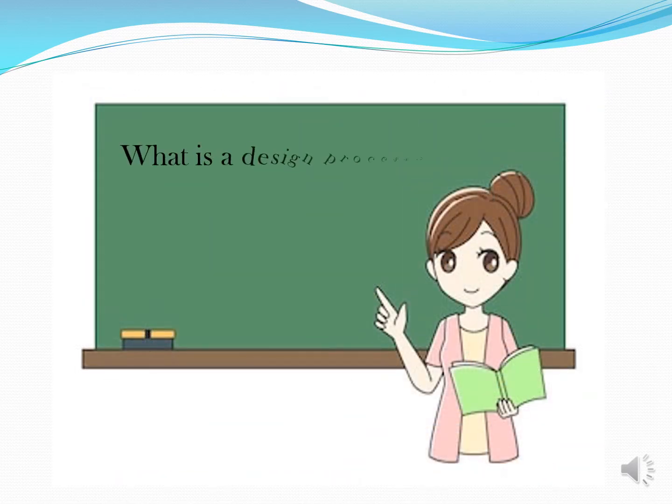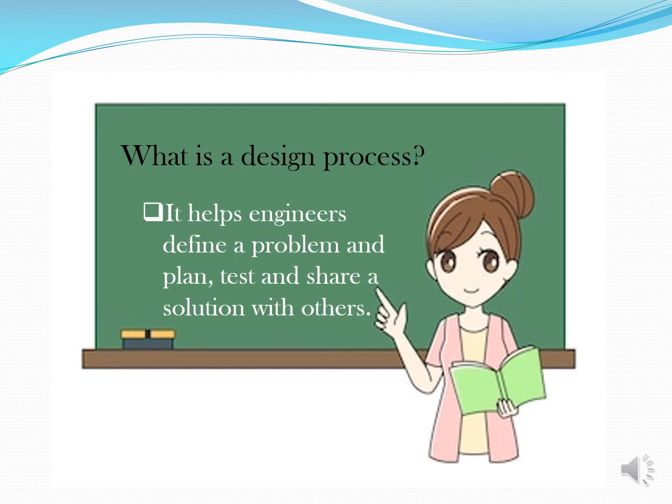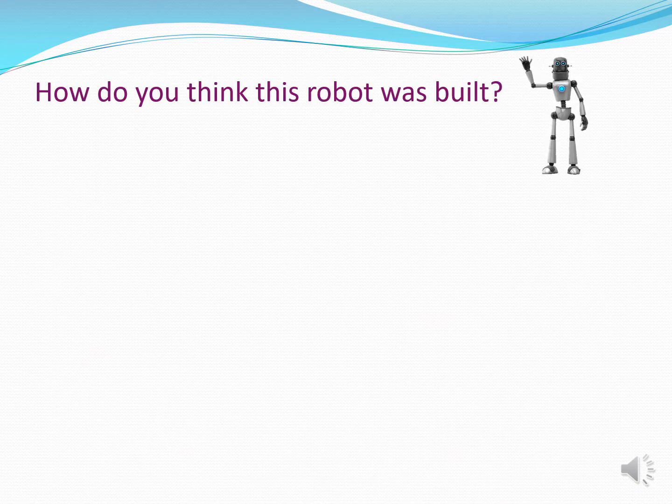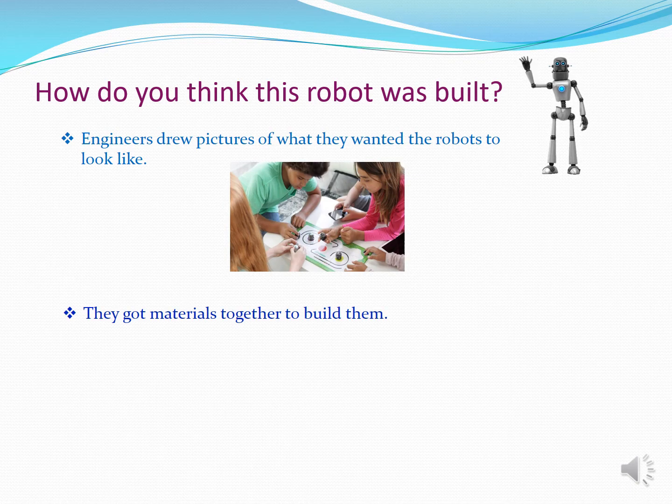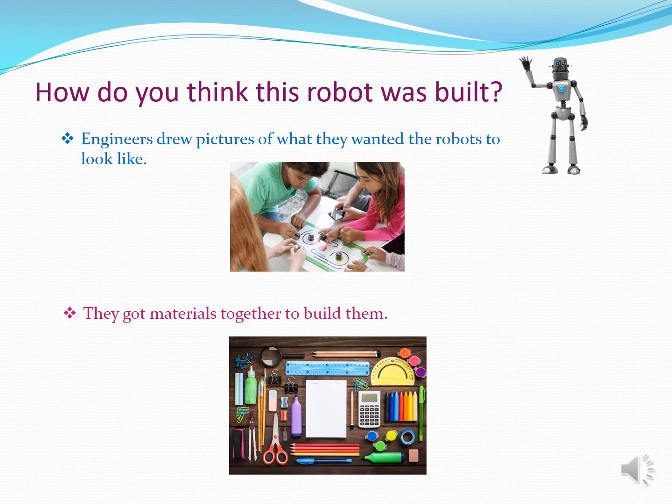What is a design process? A design process helps engineers define a problem and plan, test and share a solution with others. You must have questions like, how did engineers manage to build this robot? Or what did they build it from? And so on. First, engineers drew pictures of what they wanted the robots to look like. Next, they got materials together to build them. In the next video, watch what engineers do.